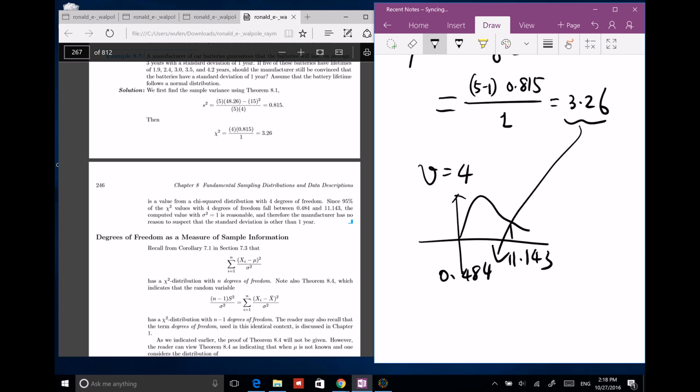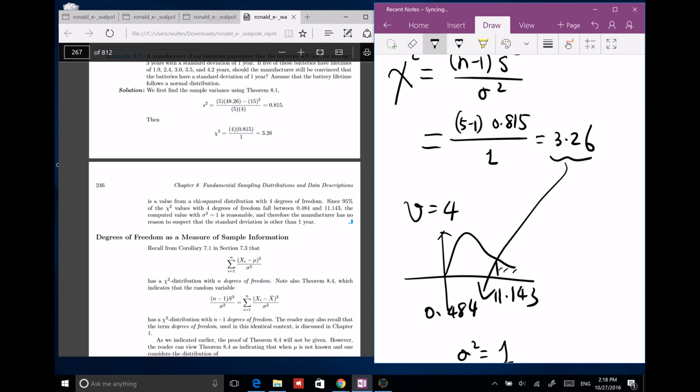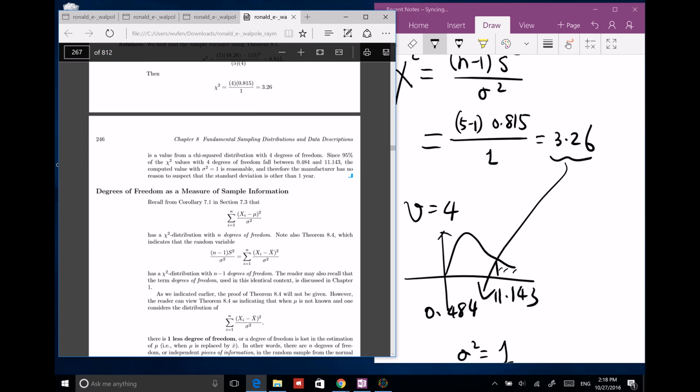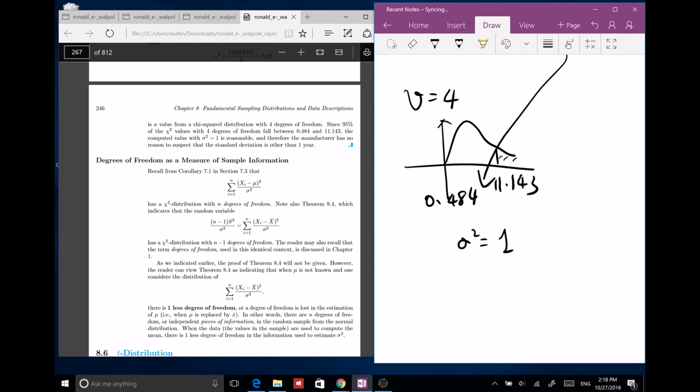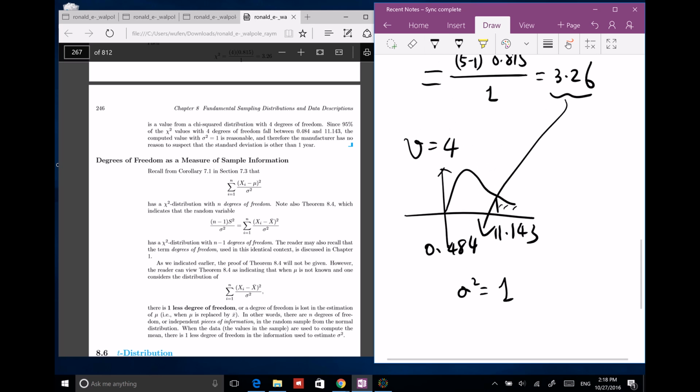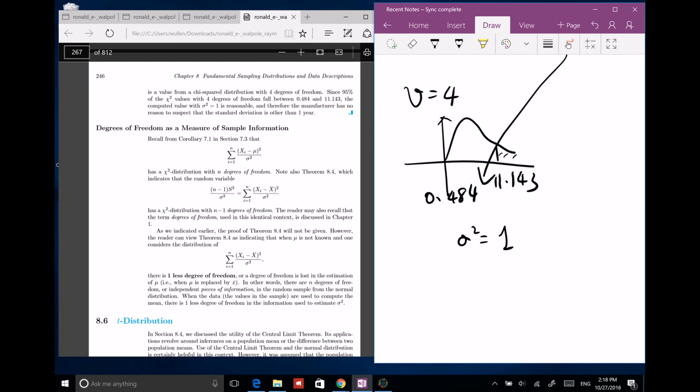Which means it falls into this region, which means that the computed value of sigma squared for this population is reasonable. Therefore, the manufacturer has no reason to deny or to suspect that the standard deviation is other than 1 year. Although the sample variance is 0.815, it's still close to 1, right? If you take a square root, it's about 0.9. So that's why it's close to 1. But we have to have a standard to decide why we support it or reject it. It's pretty much like a hypothesis test we're going to do later.